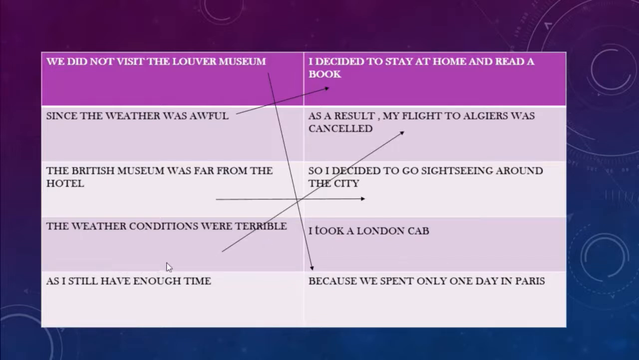The weather conditions were terrible. As a result, my flight to Algiers was cancelled. Good, very good. The last sentence now. As I still have enough time, I took a London cab. So, this was our first task. Now, let's move to the next one.